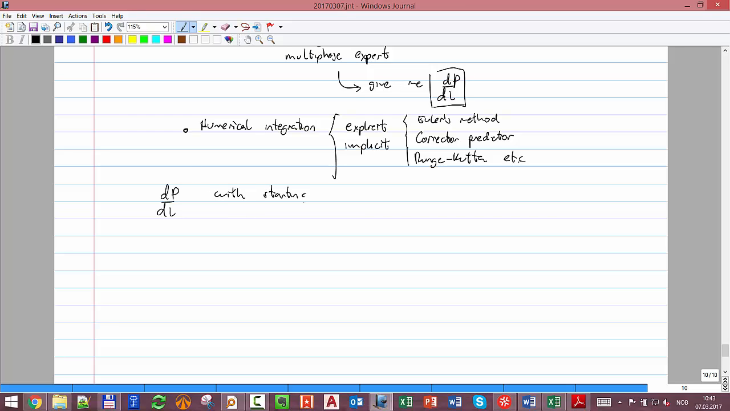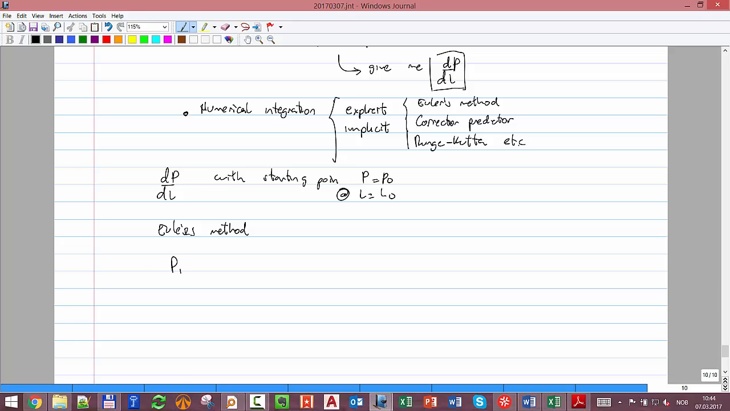with starting point p equal to p0 and l equal to l0. Okay, and for that, that is just a very fancy way to say that if we're going to use Euler's method, we are going just to say that P1 in the next time step is equal to P0 plus delta L times dP dL at L0. Okay, or we can say, not at L0, but let's call it Z0.